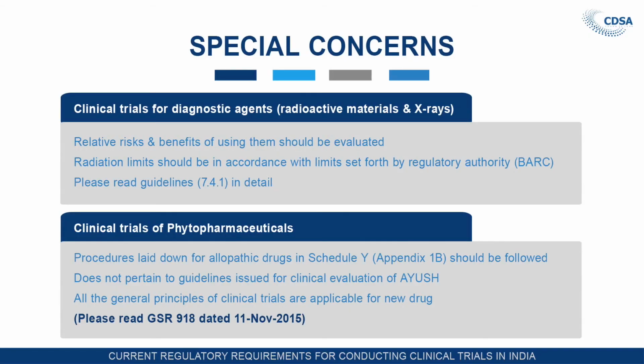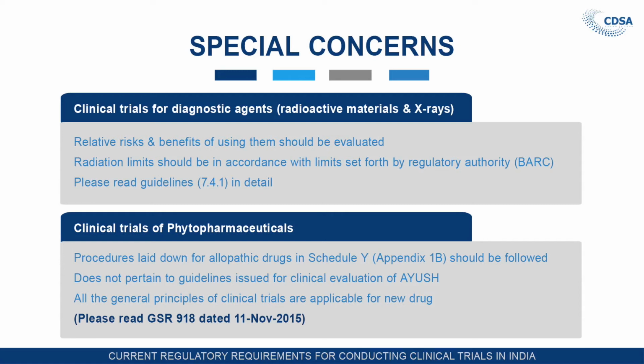If you go through the clinical trial requirements for diagnostic agents, which can be radioactive or can be X-rays, there are a lot of relative risks and benefits which the ethics committee should evaluate before allowing such permissions. There are radiation limits to be set forth by the regulatory authority, which can be BARC, and you should read guideline 7.4.1, which has a lot of detailed information on that. For clinical trials of phytopharmaceuticals, you should go through GSR 918, dated 11th November 2015.